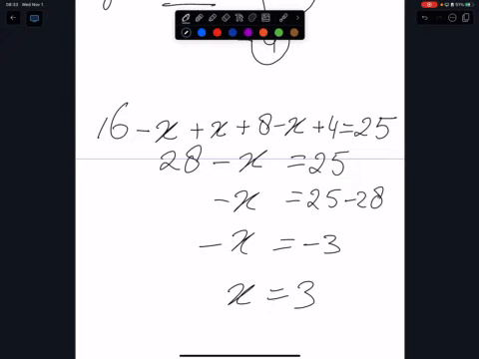Now you understand why I write a lot? Because if I start skipping steps, you will say, oh, teacher, what did you do? Yes.